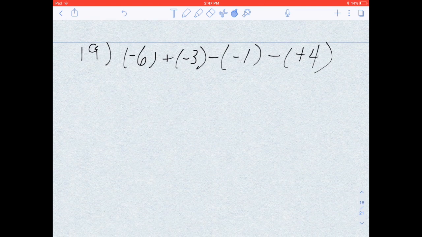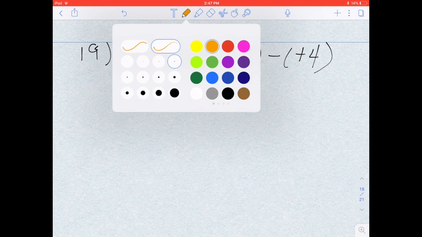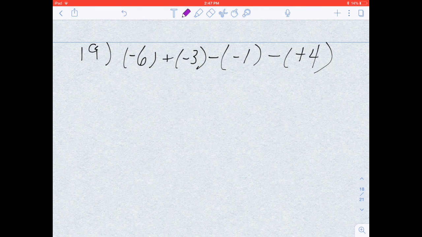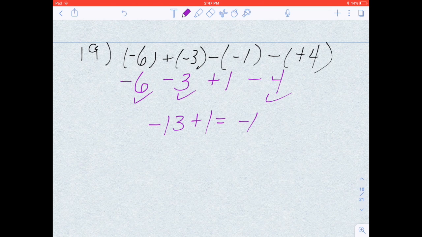Number 19 is seeing if you can add and subtract negative numbers. So minus 6 stays minus 6, plus a negative, that's going to keep it negative. Minus 3 minus a negative becomes a positive. Plus 1 minus a positive becomes a negative, minus 4. And then you can add left to right. I prefer to add up all my negatives and all my positives and figure out what I come up with. So negative, negative, negative, so that's going to be negative 9 plus negative 4 gives me negative 13 plus 1, and that gives me negative 12.